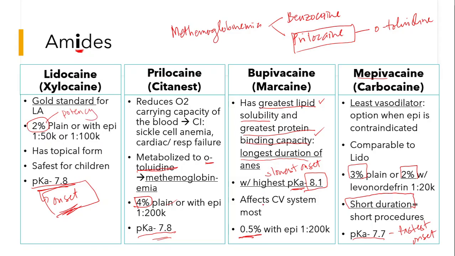So if you compare all four, lido, prilo, bupi, and mepivacaine, bupivacaine has 0.5%. There's 0.5% bupivacaine in one cartridge. So what does that tell you? Among the four, this is the most potent anesthetic. That's why you only need a small amount of it in order for it to work. So these are the four amides that are commonly used in dentistry today.